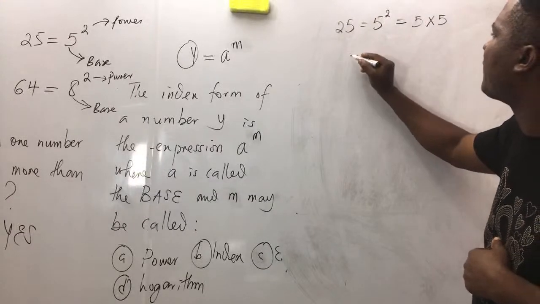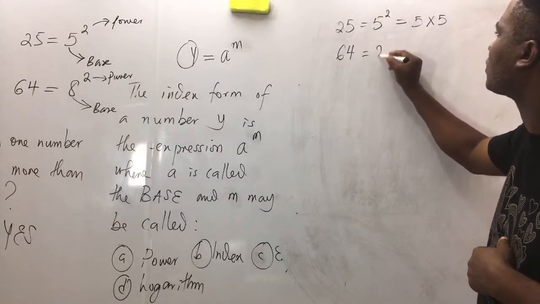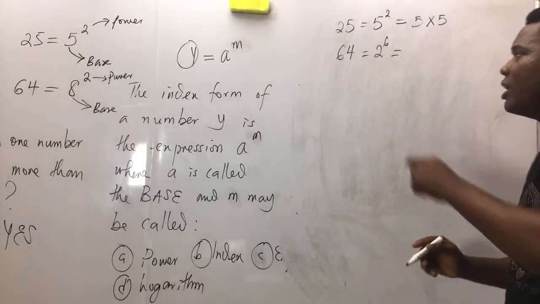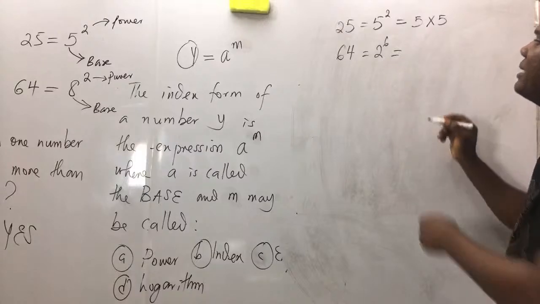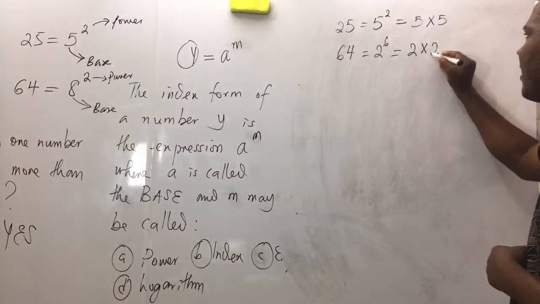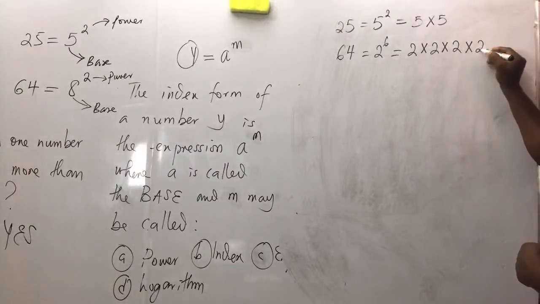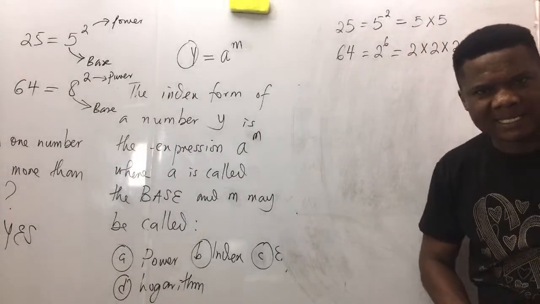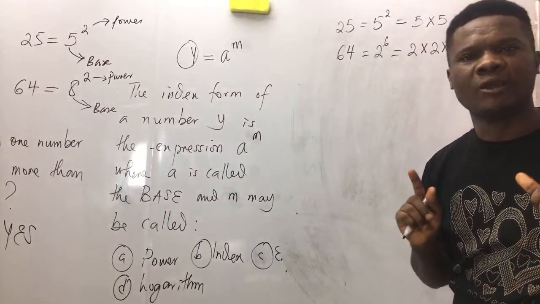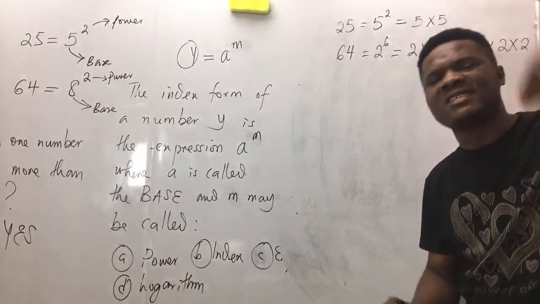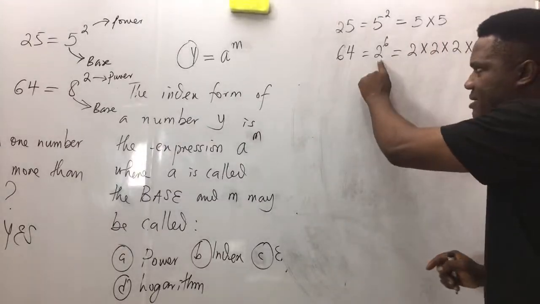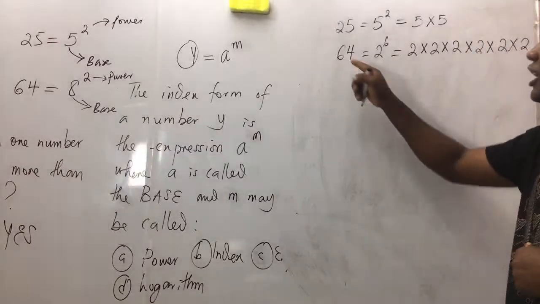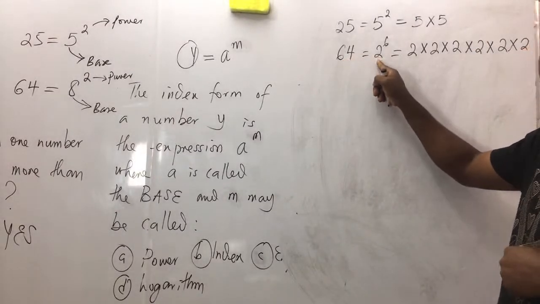So if you end up having 64 expressed as 2 raised to the power 6, it means that to get 64 using 2 as the base, 2 would have to multiply itself 6 times. So what does it mean, guys? The power, the index, the exponent, also known as the logarithm, defines the number of times the base in an index form must multiply itself to give the number expressed in index form.